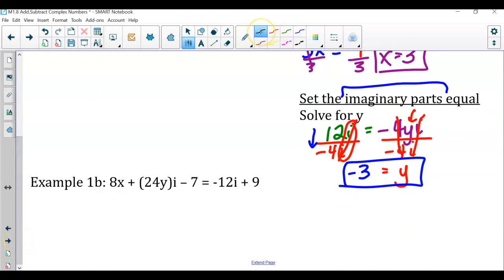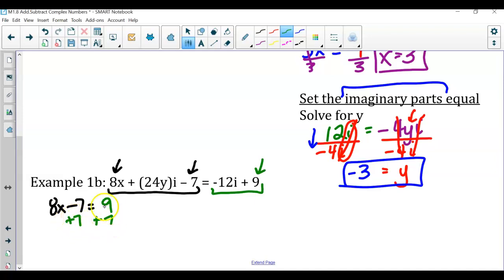So again here, let's focus on the real part of this next example. Looking at the real parts on the left side of my equation, I have multiple real parts: 8x and -7. So 8x minus 7 is equal to, on the right side of the equation, the real part here, 9. Notice how there's no imaginary part. Now we can go through and solve.